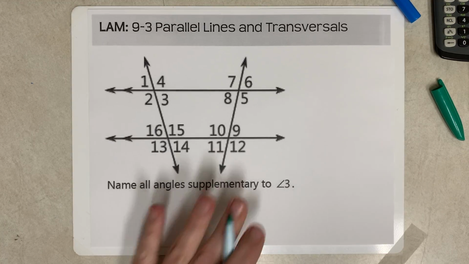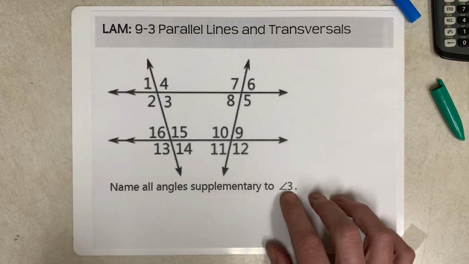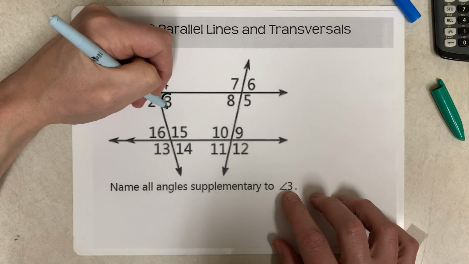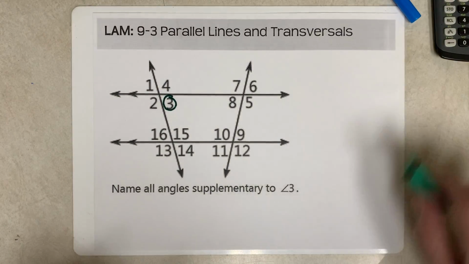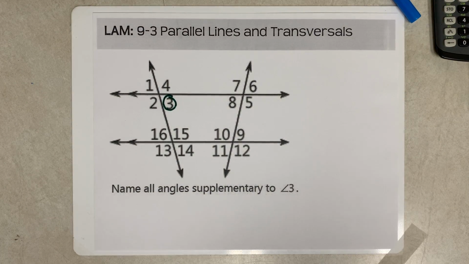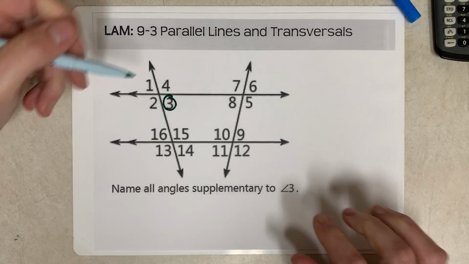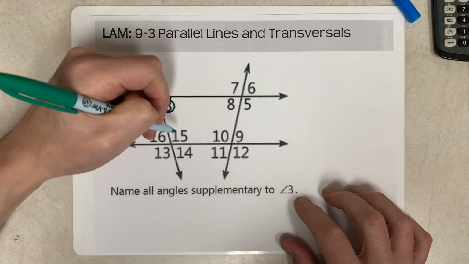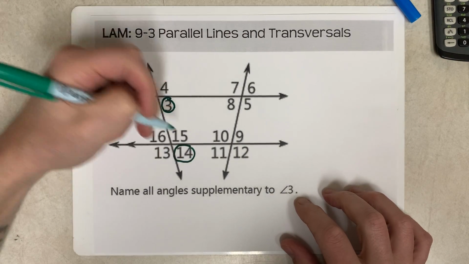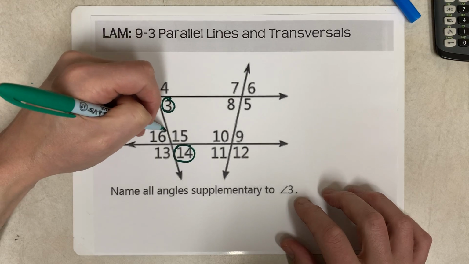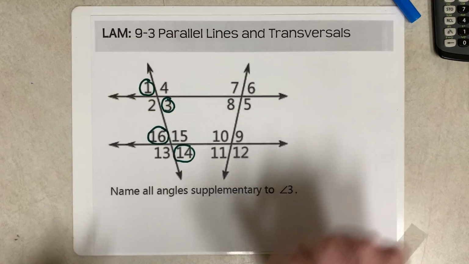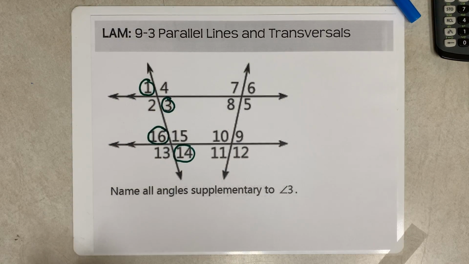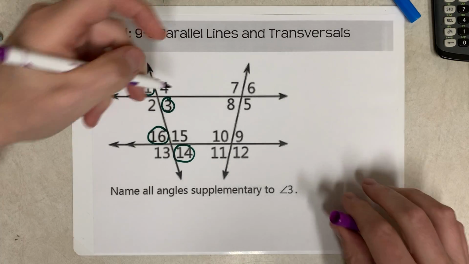All right, this one says name all angles supplementary to 3. So here's 3. So we want all of the ones. And what I might do here, which is interesting, I might go ahead and just mark the ones that are congruent. 1 is congruent to 3. 14 is congruent to 3. And 16 is congruent to 3. All of those are congruent, which means all of the other ones are going to be supplementary. So I'll use purple for those.